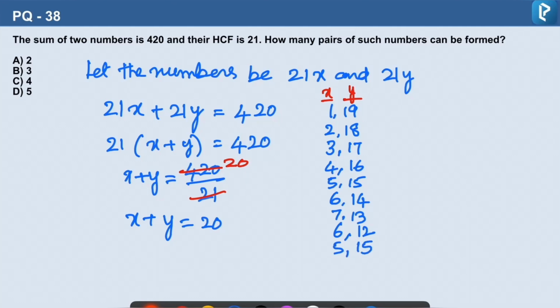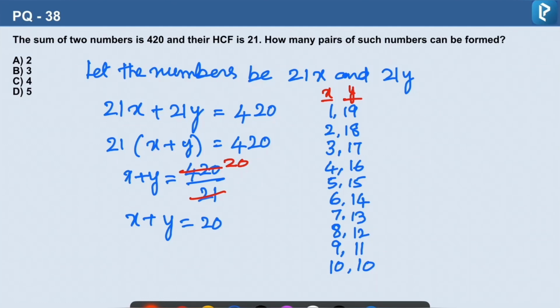Something is missing here. After 7 it should be 8. They can be 8 and 12, 9 and 11. They can be 10 and 10. So then again it will repeat, 11 and 9.